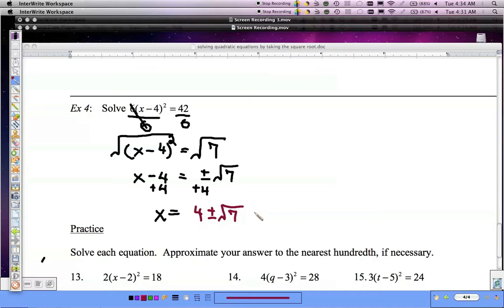That is a short way to write it. However, we can also write approximate solutions, which means we would need to evaluate the square root of 7 in our calculator and then simplify. So we would have 4 plus the square root of 7, which is an exact solution, and that is equivalent to about 6.65. And we would have 4 minus the square root of 7, which is equivalent to 1.35.